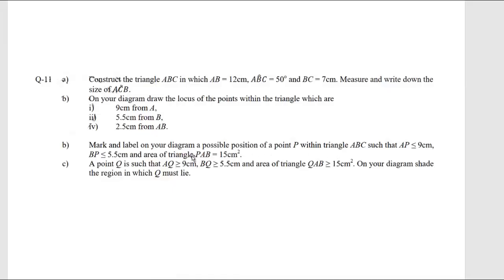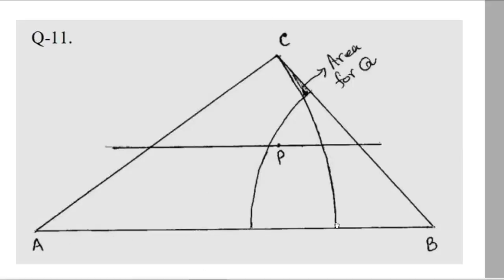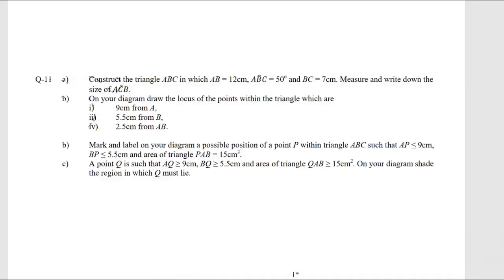Sorry, the area of the triangle PAB will be equal to 15 centimeters squared. The locus of the point whose area remains constant, that is 15 centimeters squared, is a parallel line. What is the gap of both the parallel lines? So we will use the information of the area of the triangle. In this triangle PAB, AB is the base. This is AB, and we know from the information the length of AB is 12 centimeters.